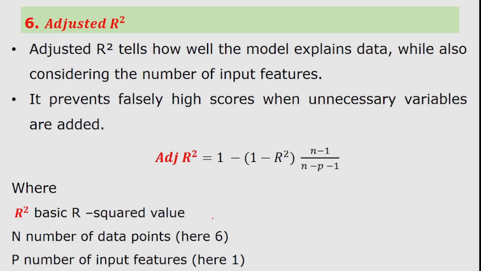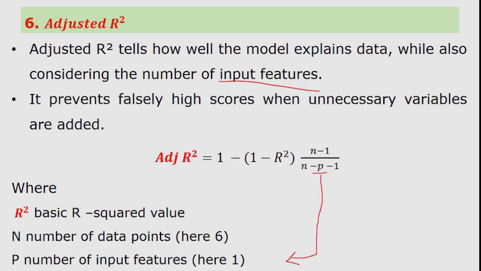So the adjusted R square tells how well the model explains data, while also considering the number of input features. In the previous case of R square we have not considered the input features, but in this case we are considering the input features. As per our example, we have one input feature, so that's why we are calling P as 1. The mathematical expression for adjusted R square is given as 1 minus (1 minus R square) times (n minus 1) divided by (n minus P minus 1), where P indicates the number of input features. In this example, we have considered 1 input feature.